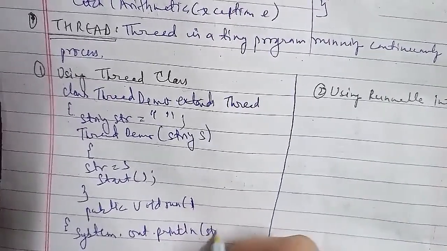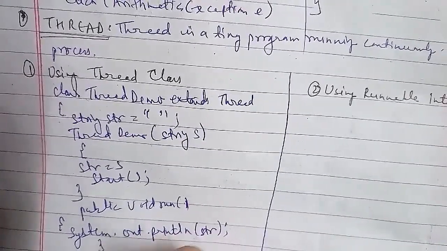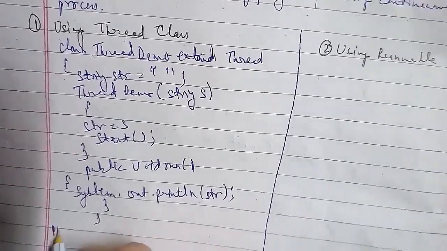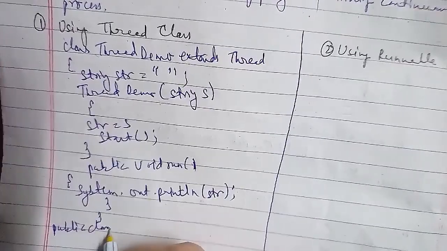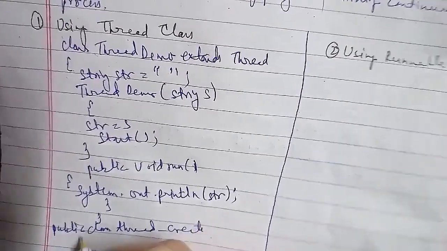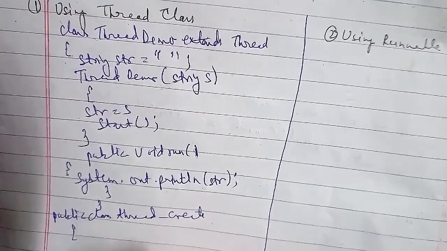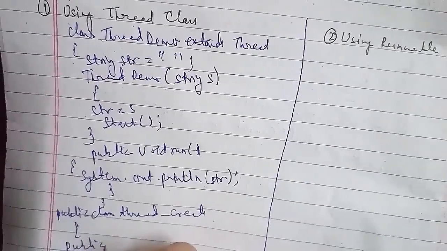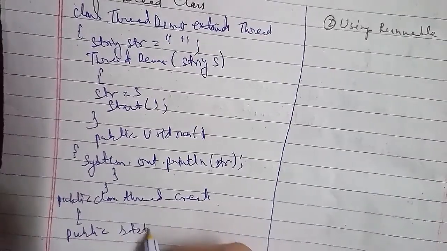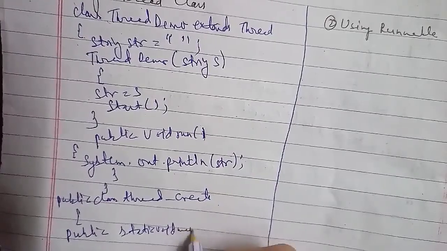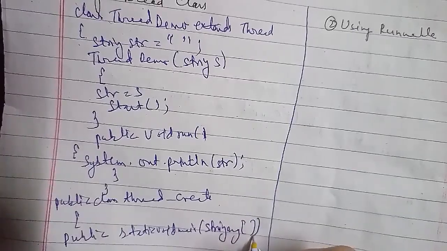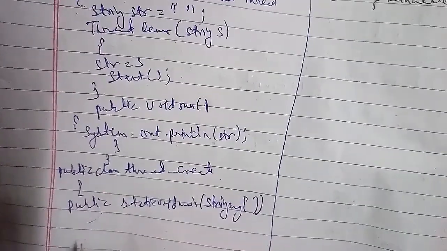public static void main(String args[]), that will start with the curly bracket here. ThreadDemo t equals new ThreadDemo, one thread created, and then of course closing brackets, both closing brackets will end it.